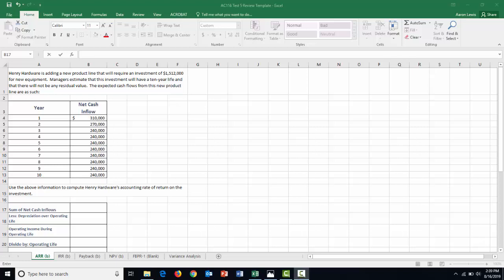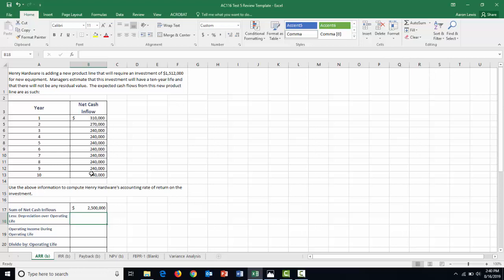So to start this out, we're going to need two things. We're going to need our average annual income and our average amount invested. Let's start by finding our average annual income. The first input we're going to need is our sum of net cash inflow. So if we type equals sum of, and then open a parenthesis, highlight all our cash inflows, close the parenthesis, and hit enter, we see that Henry Hardware is going to have $2.5 million in cash inflows from this particular investment. From that, we need to subtract the depreciation over operating life.